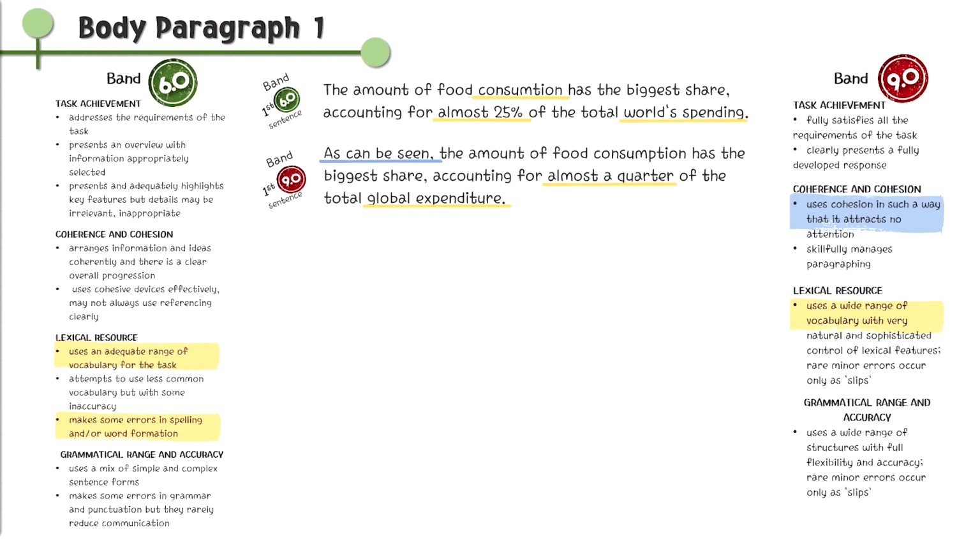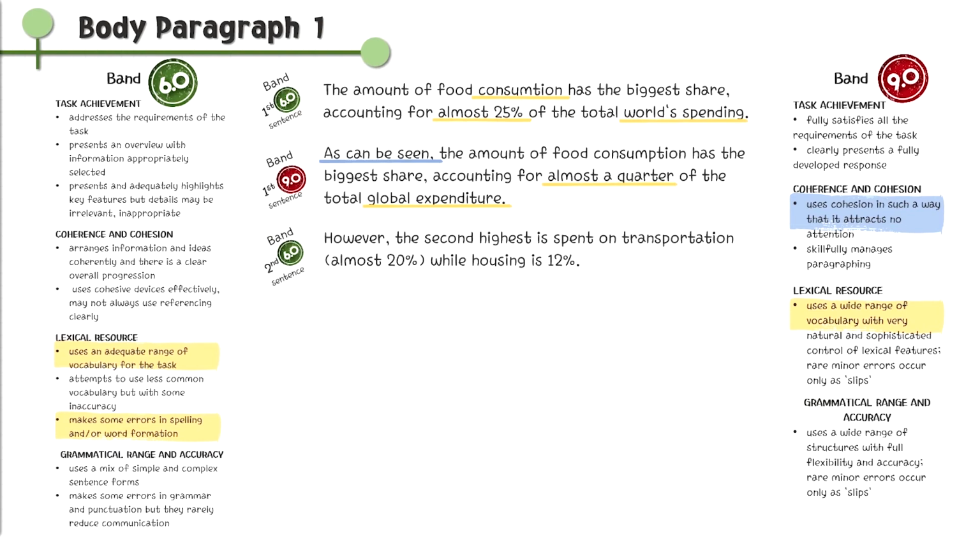Now, let us check the second Band 6 sentence. However, the second highest is spent on transportation, almost 20%, while housing is 12%. For the second sentence of Band 6, however was not properly used, as it does not compare the second sentence to the first one. Under coherence and cohesion, cohesive devices should be used effectively. Additionally, the word spent on was not paraphrased. The use of complex sentence, though, was utilized.